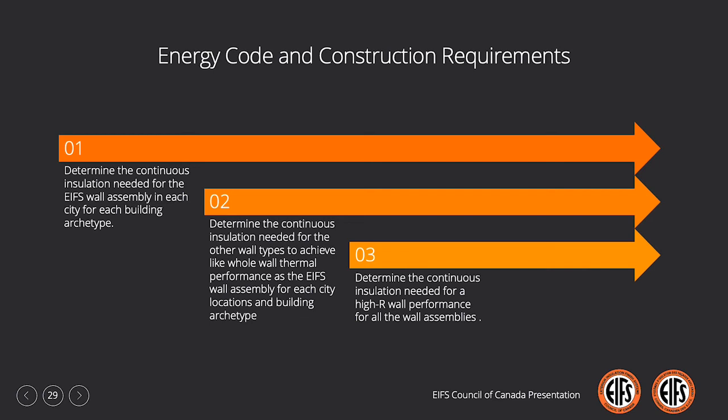Number 3 was then to determine the continuous insulation needed for our high R wall performance. That is our high R wall performance of no less than R40. Some expanded detail on that.